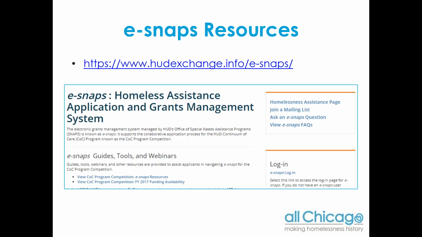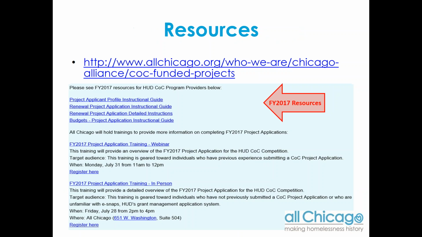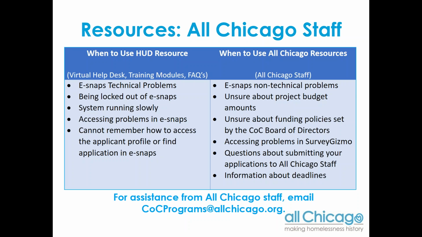This next slide here is about our eSnaps resources. So most importantly, this is the link to where you should go to find some of the project application resources and make sure that you have the login link to log in to eSnaps. And then as I mentioned before, there's a link on here to our website. Right now on your screen, you're seeing a lot of the renewal project applications. The new project application instructional guide and detailed instructional guide should be up there today as well.